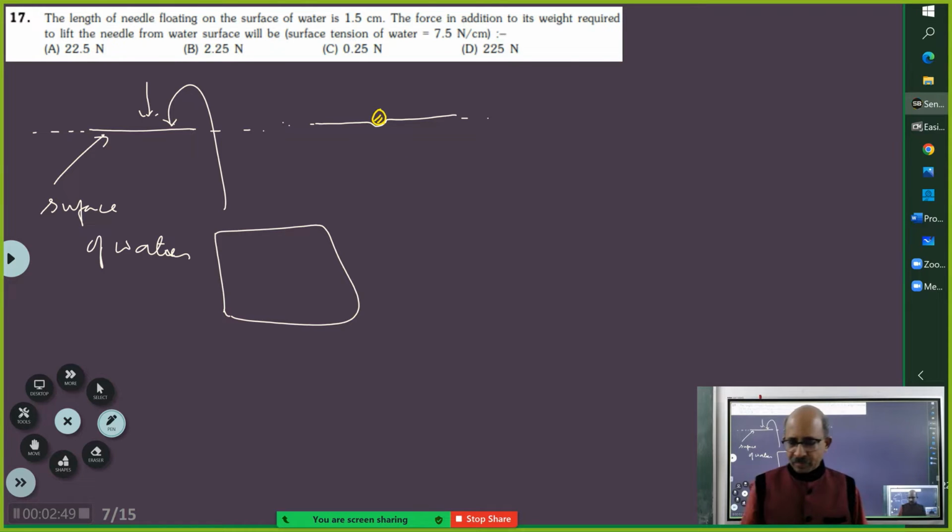Anybody? Come on. Due to adhesive force between the molecules. Who is that telling? Identify yourself. Adil, you said adhesive force? No, sir. Due to cohesive force between. What's wrong with you? There's a huge difference between adhesive and cohesive. Come on. Right, cohesive force.